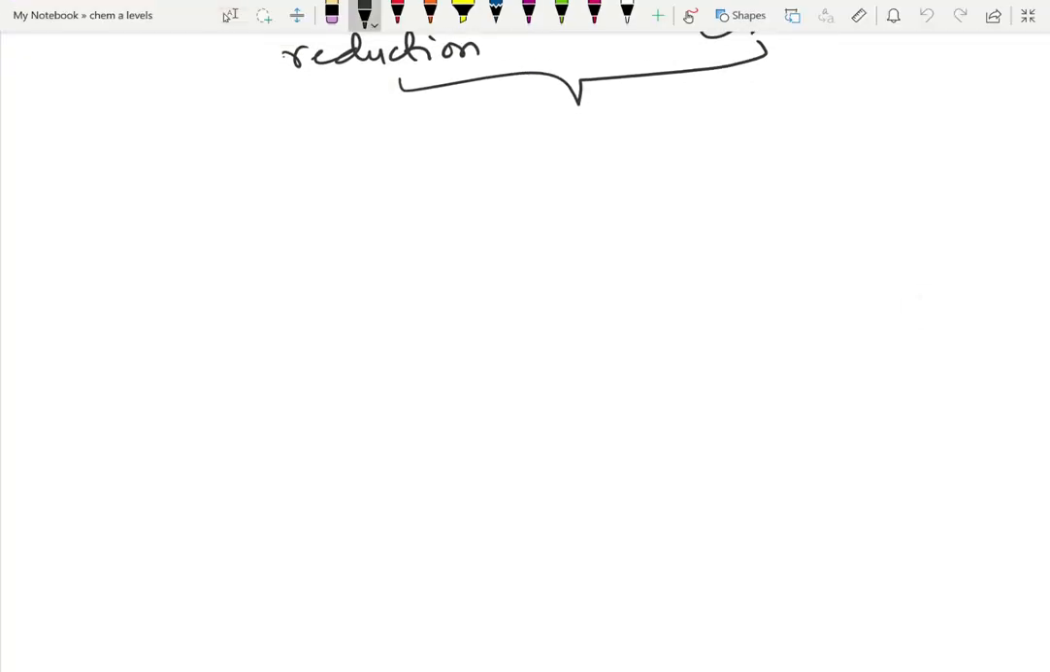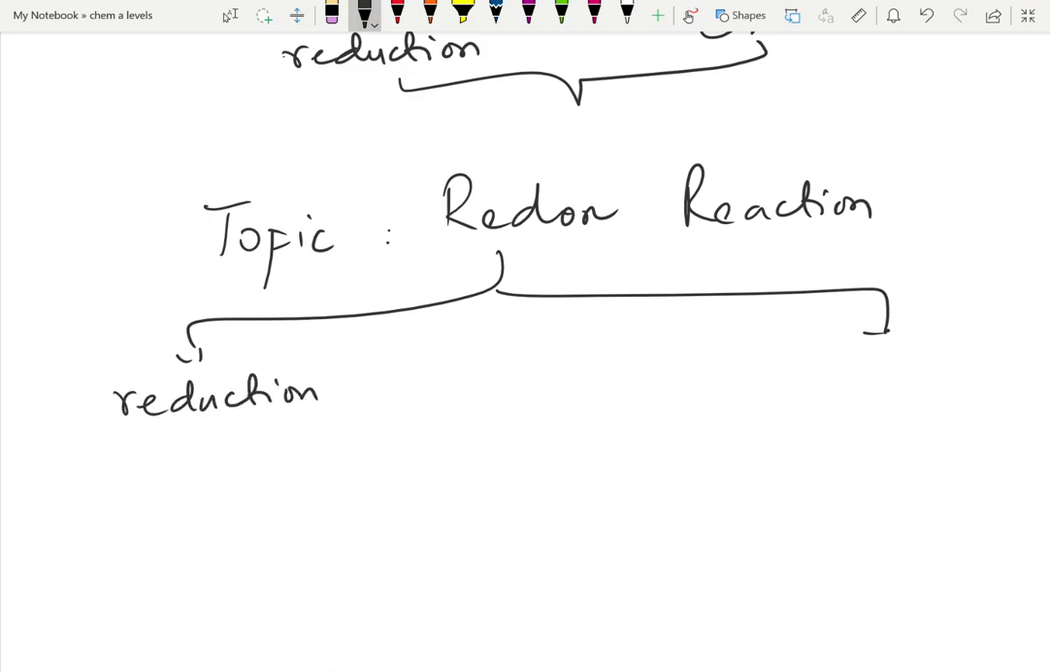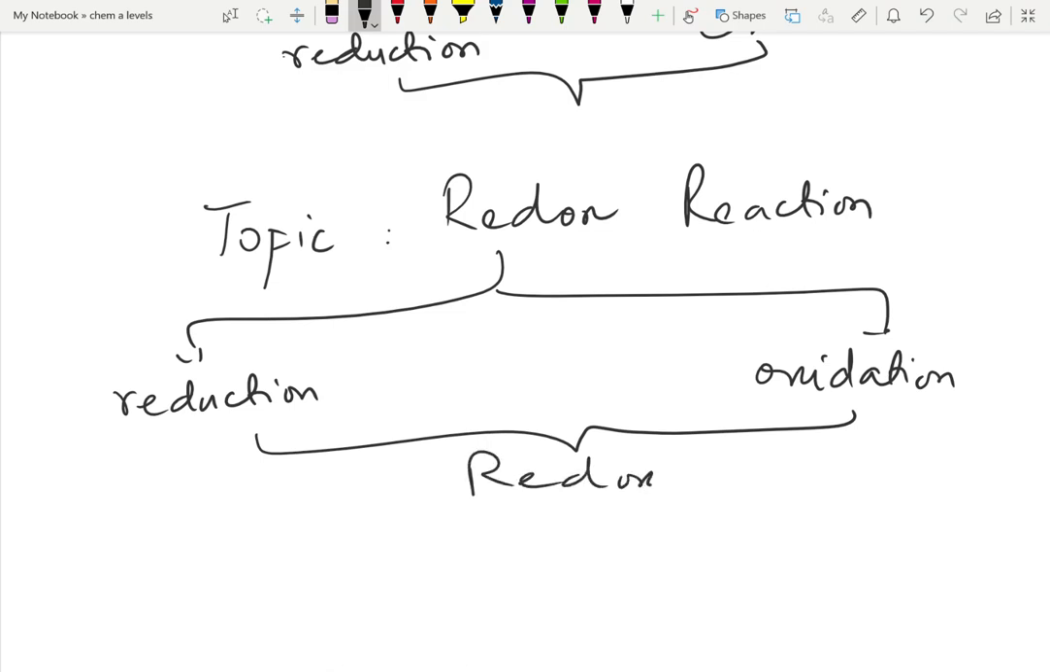Today we'll discuss redox reactions. Redox is the term that corresponds to two types of reactions. One is reduction and the other oxidation. And when both of these reactions take place together, such reactions are called redox reactions.